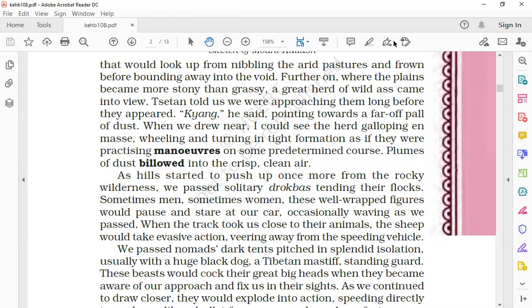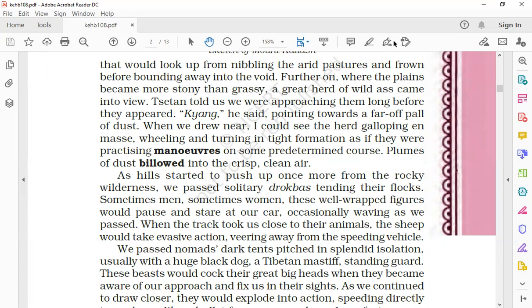When the track took us close to their animals, the sheep would take evasive action, veering away from the speeding vehicle. So the author, along with his companion Daniel and driver Seetan, moved past the rocky area and came across some drogbas, that means some shepherds who were nurturing their flock. They also met both men and women who were staring at their car, and some also waved at them. Kuch aurtein thi, kuch mard the wahan par, aur wo unki gaadi ko dekh rahe the. They were staring at them.